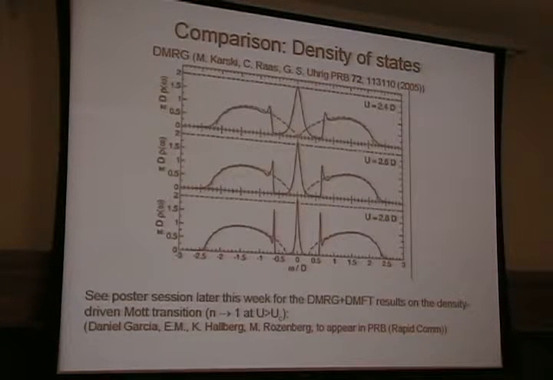And here, I think this is probably state of the art today. This is actually the density matrix renormalization group applied to this problem. And you can see this is in the coexistence region. So this is the metallic solution, and the dashed line is the insulating solution in the coexistence region.